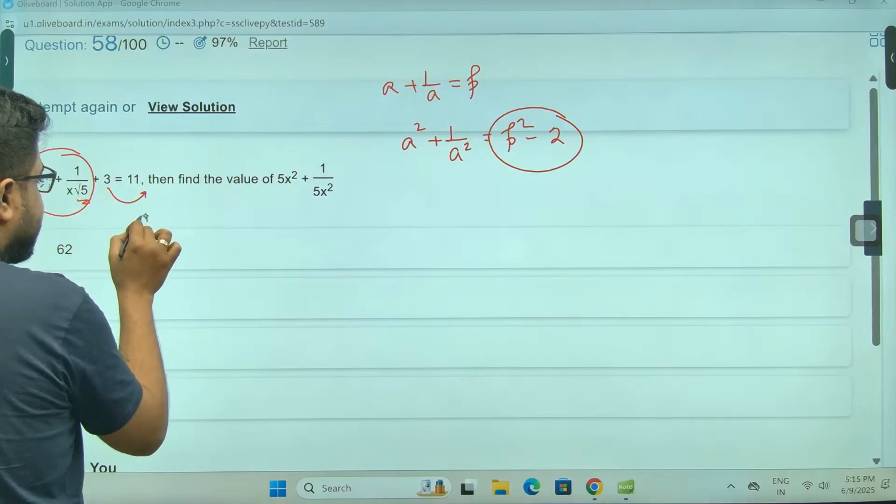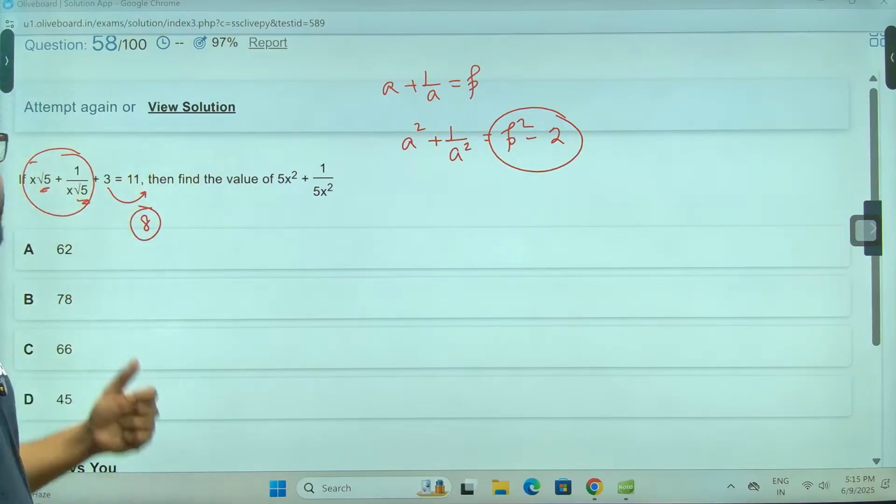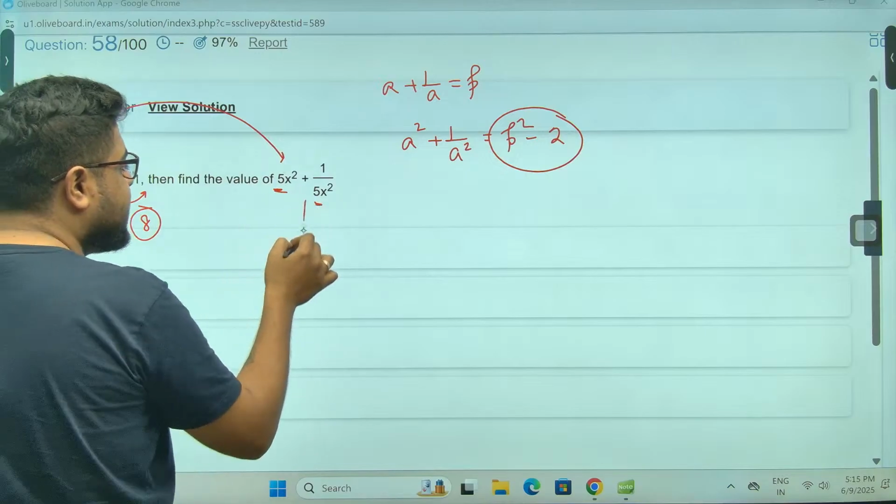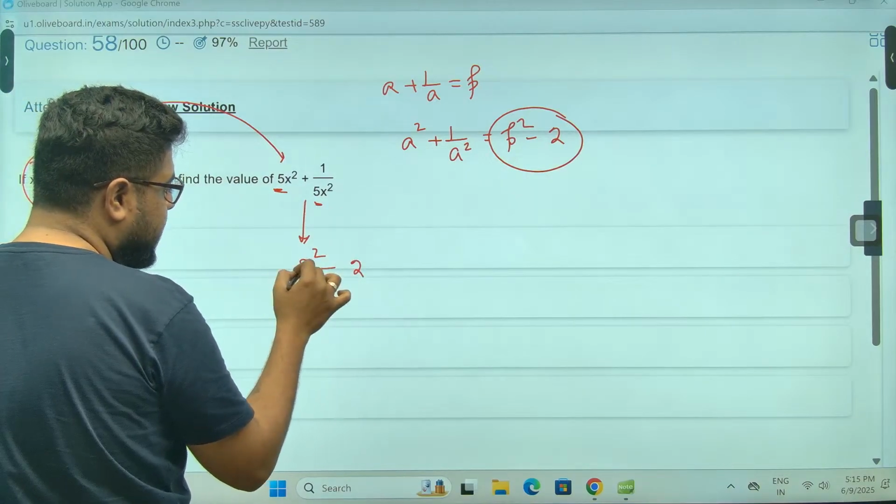So 3 will go that side, it will become 8, sir. 11 minus 3. And you see square it, root 5 will become 5. And both are same. So answer will be, sir, 8 square minus 2 only.